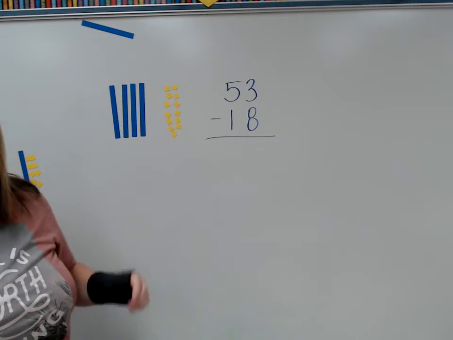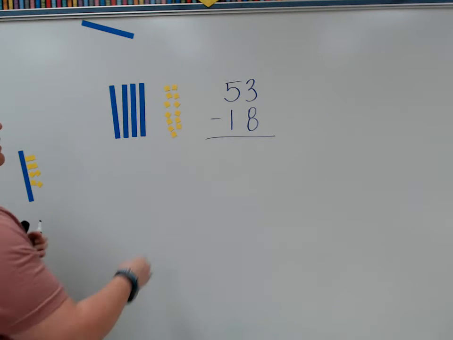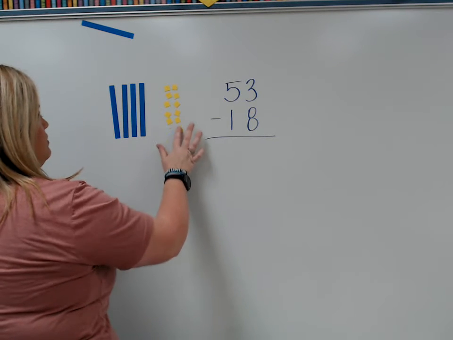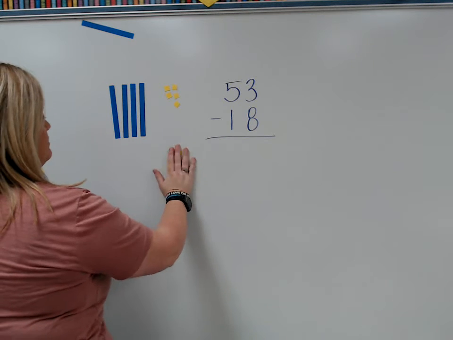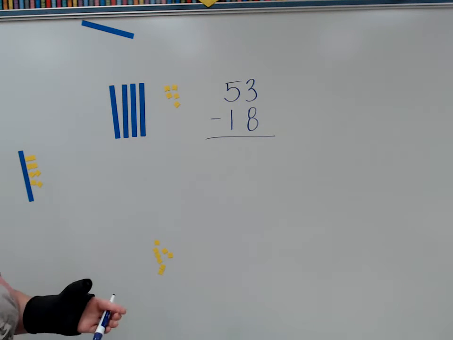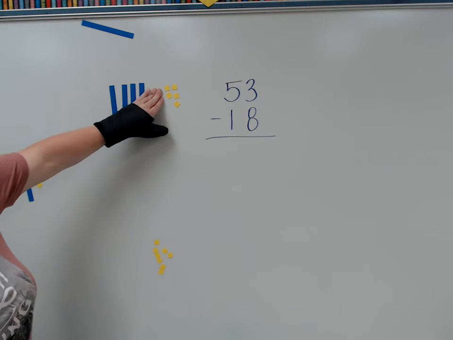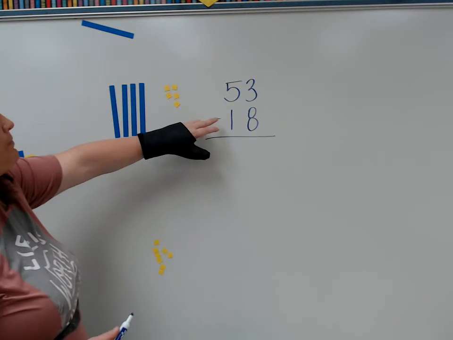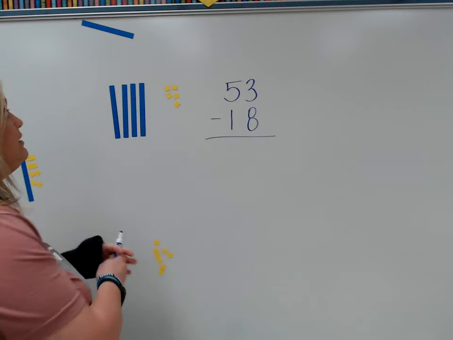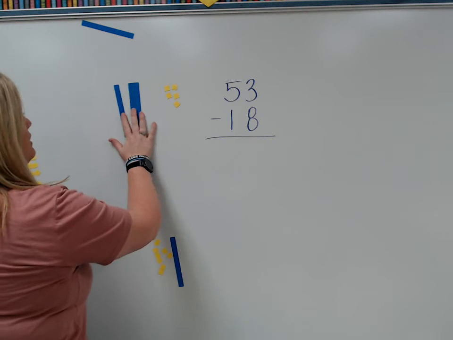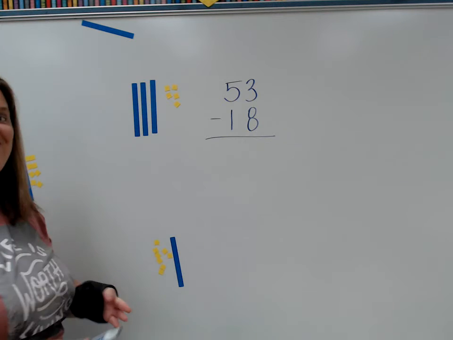So now let's minus 8 from 13. I have 1, 2, 3, 4, 5, 6, 7, 8. So I've subtracted 8. That leaves me with 5. So now I have 4 left. I got to take away 1. So that leaves me with the answer of 35.